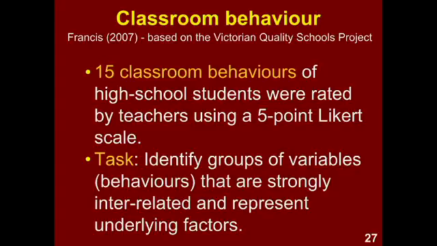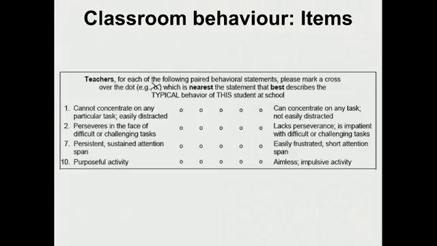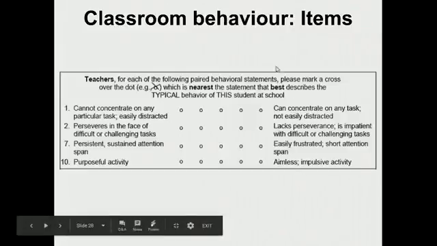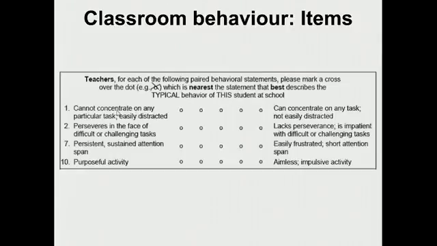This is based on Victorian school teachers' ratings of different behaviours in a classroom by high school students. So teachers were asked to rate 15 different behaviours on a 5-point Likert scale. Here's some of those behaviours, but this is the way the questionnaire was presented. And this is a teacher rating each child in the classroom.